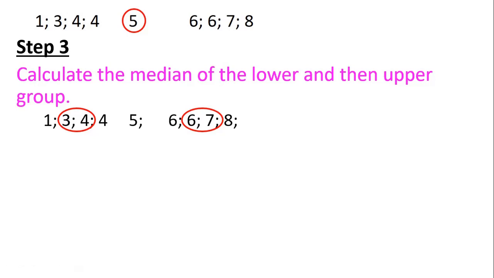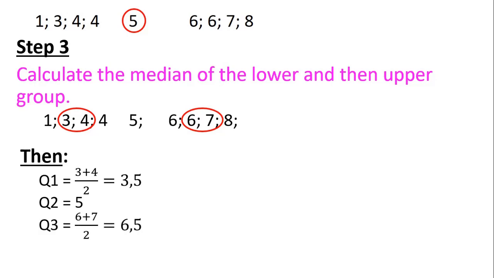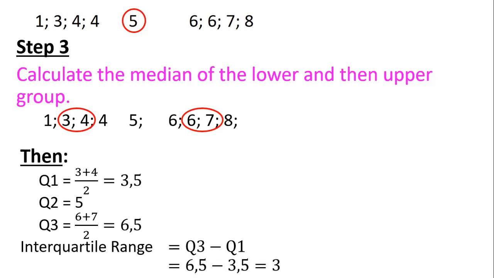Now let's work out our quartiles. Quartile 1 is 3 plus 4 over 2, which gives us 3.5. Quartile 2 is 5, we've worked that out, and quartile 3 is 6 plus 7 over 2, and that equals 6.5. Again, if we want to work out the interquartile range, we take the quartile 3 value and subtract quartile 1's value, and so we get 6.5 minus 3.5, which equals 3. And so then we have our quartiles and our interquartile range.